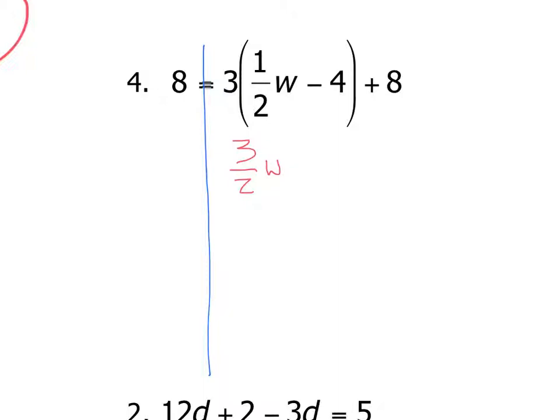All right, you can pick your pens back up now. We'll do it again. 3 times negative 4 is then minus 12. I have my plus 8 that's hanging out there too, equals 8.